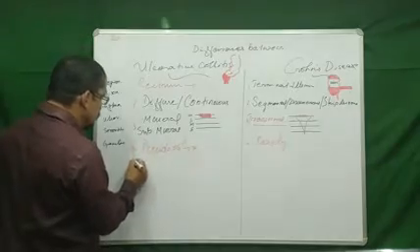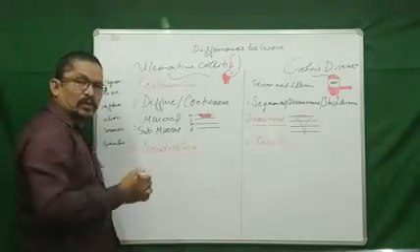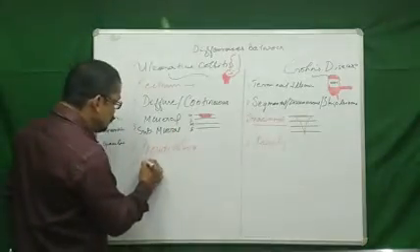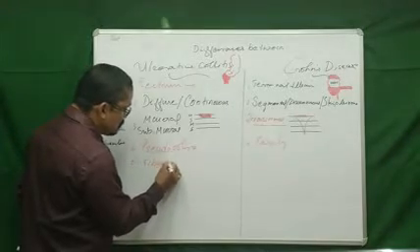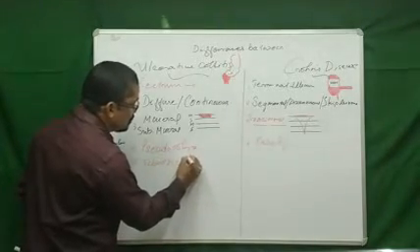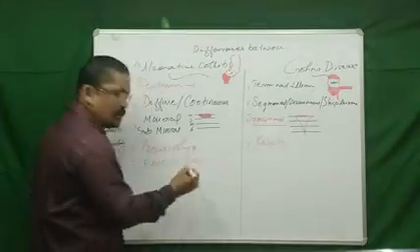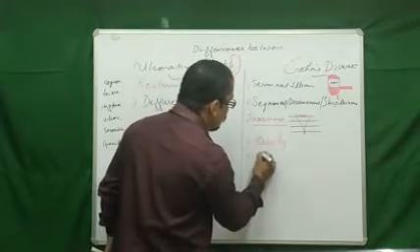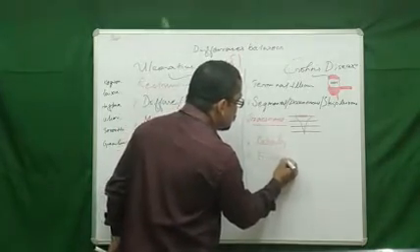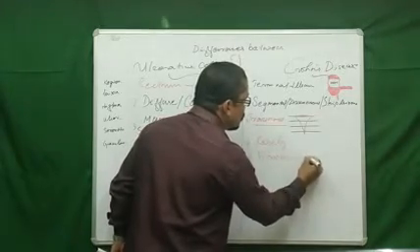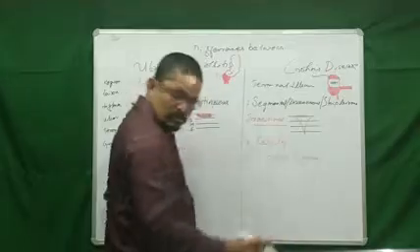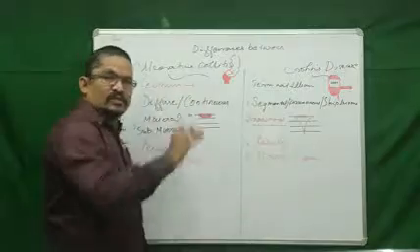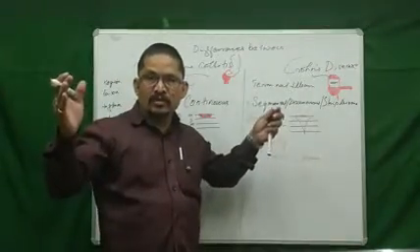In ulcerative colitis, usually fibrosis is very rare. But in Crohn's disease, fibrosis is very common. Then next, on examination of the total morphological size of the colon.